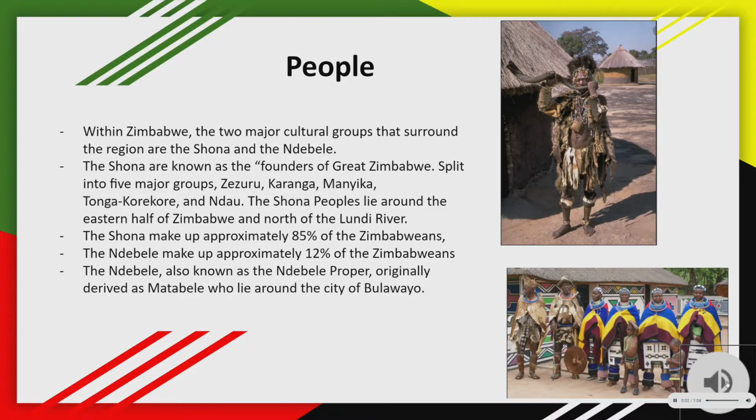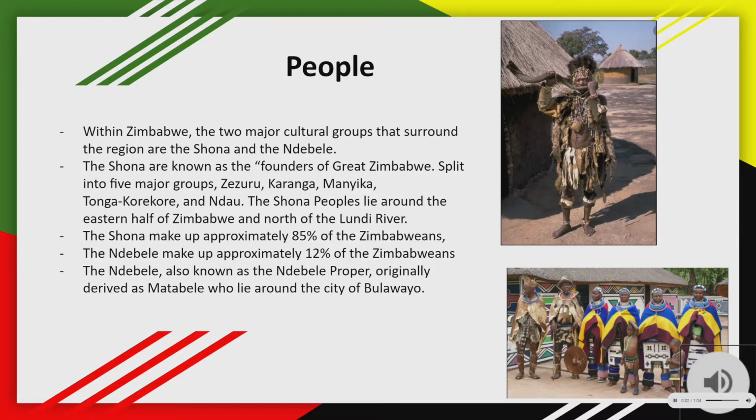Here are some of the people of Zimbabwe. Within Zimbabwe, the two majority culture groups that surround the region are Shona and Ndebele. The Shona are known as the founders of Great Zimbabwe, split into five major groups: Zezuru, Karanga, Manyika, Tonga, Korekore, and Ndau.